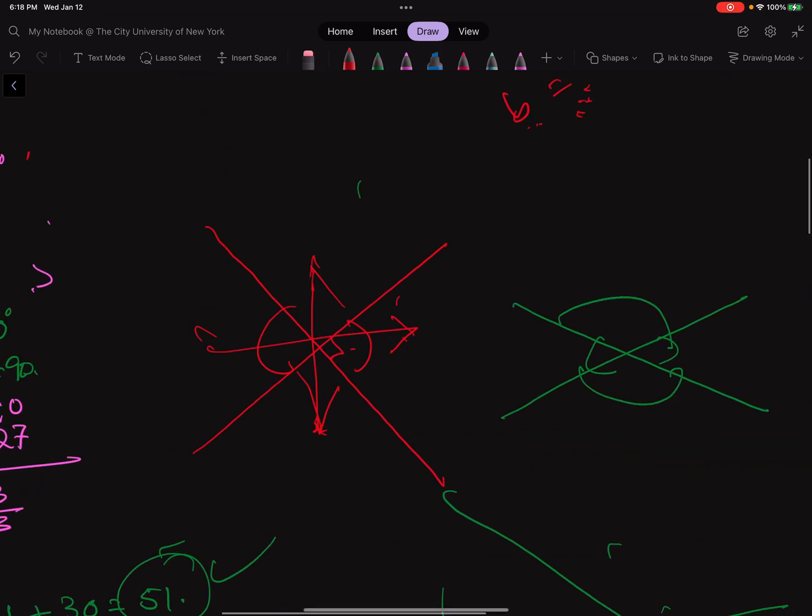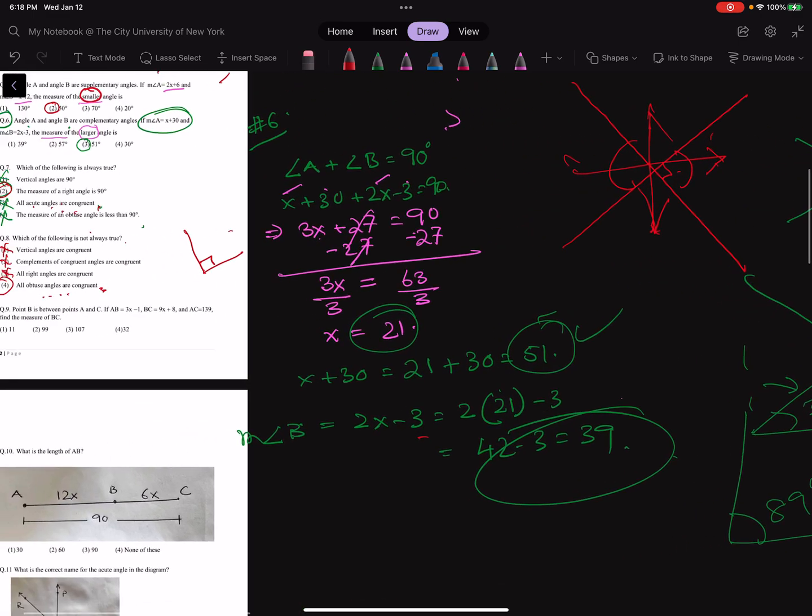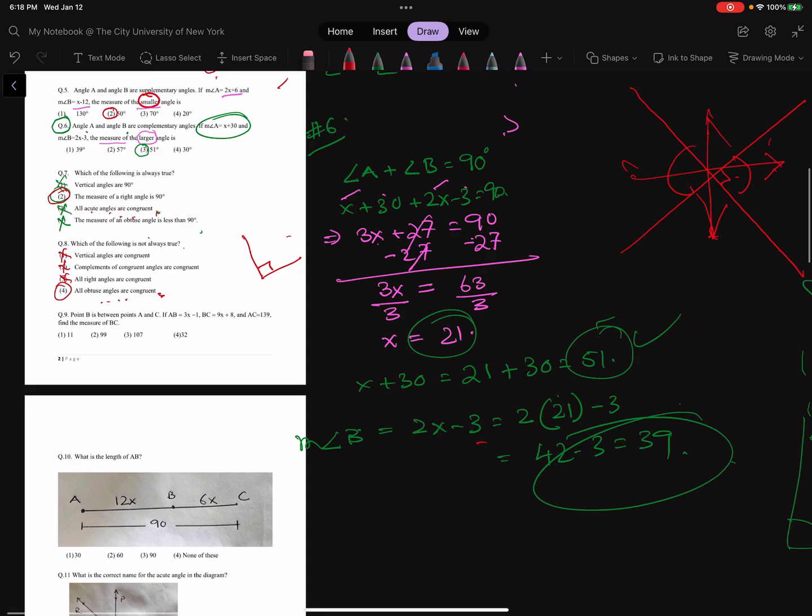Why? Because if you look at it, let's say I can draw an obtuse angle that's 130 degrees. I can draw another obtuse angle that's 91 degrees. So no one has told us that all the obtuse angles have to be always congruent. So we don't go for that. So we say this is it. All right? Make sense?